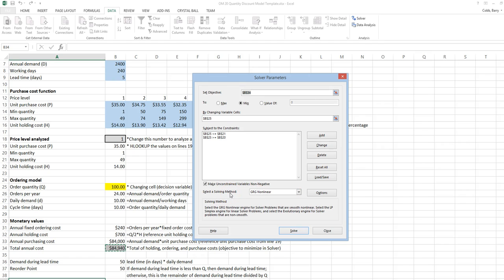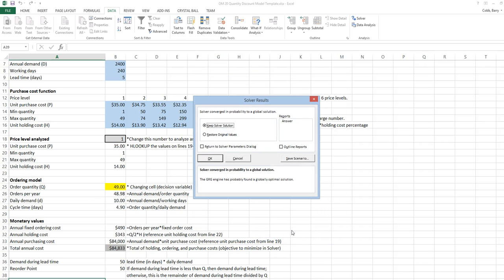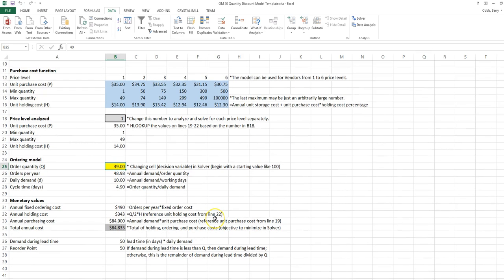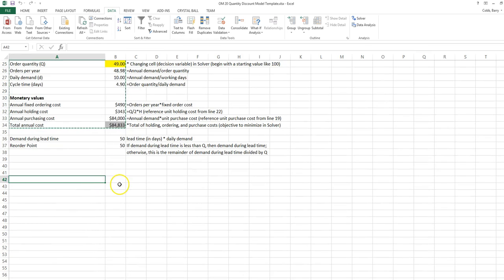Now we can go ahead and solve. The best order quantity within this price level is 49, which happens to be the maximum. What we need to do is save off the ordering model and monetary values for this price level. I'm just going to copy this portion of the model and create a table down below.